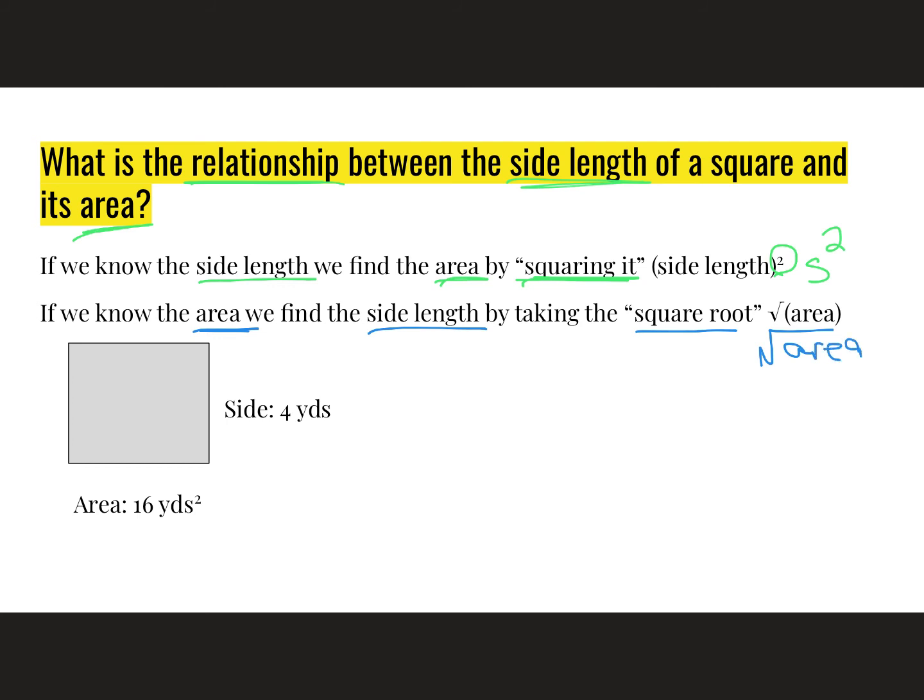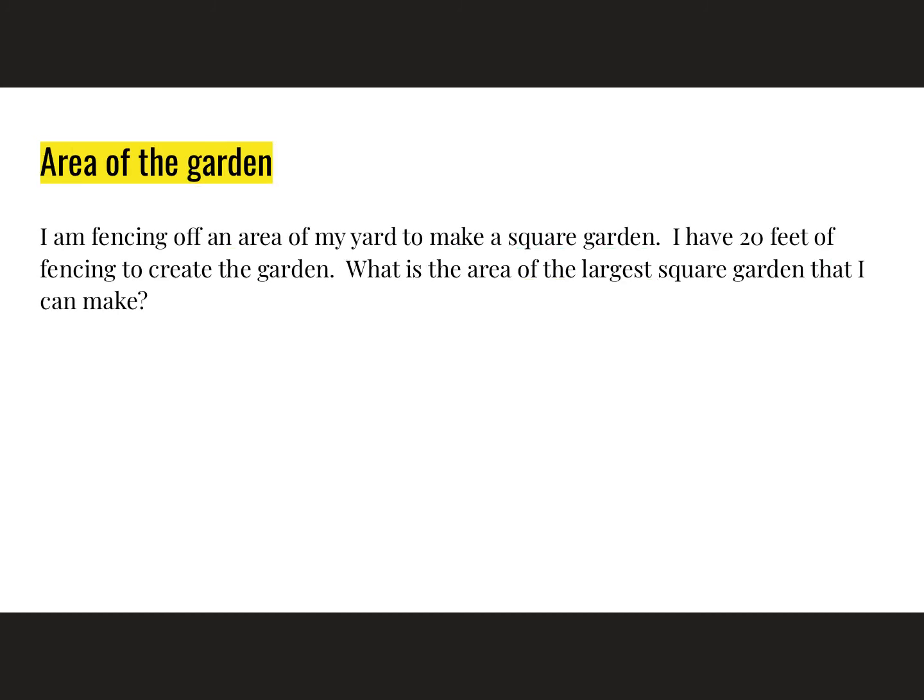So let's look at this square here. My area is 16 square yards. So I would take the square root of 16 to get the side. Or I could take the side and square it, 4 squared, to find the area. So depending which one you have, you can find the other, no problem.